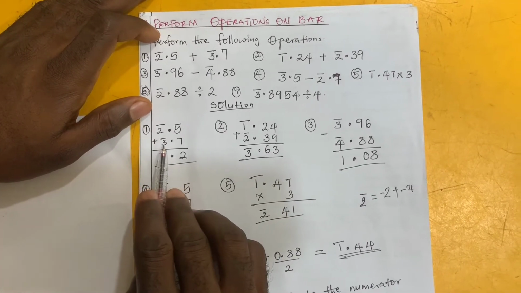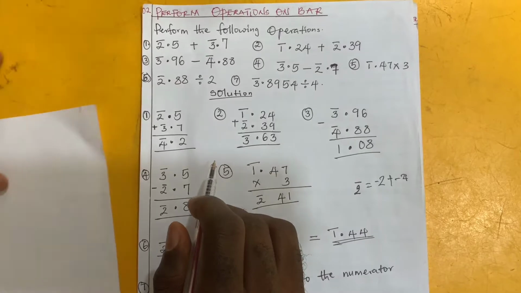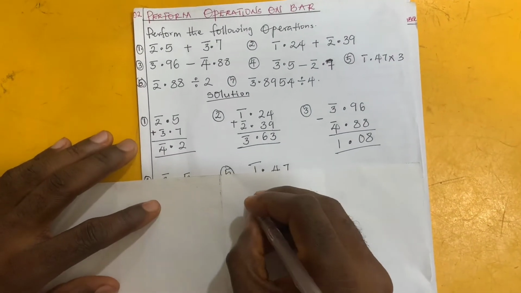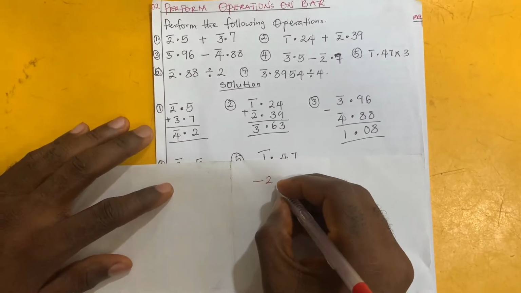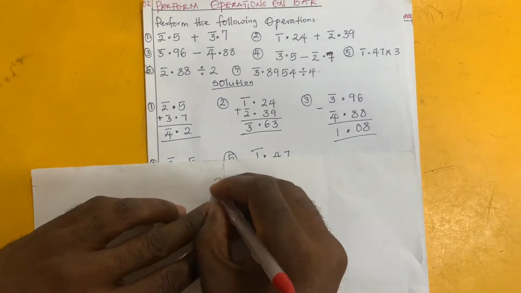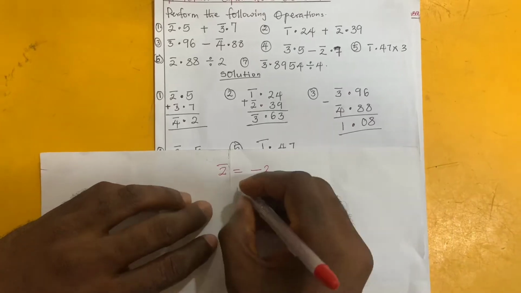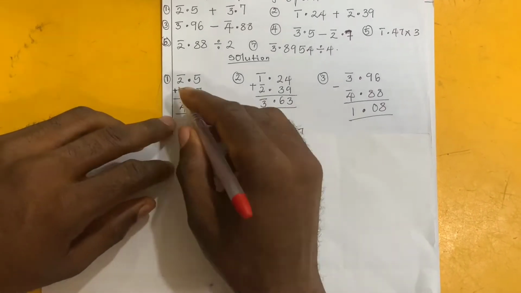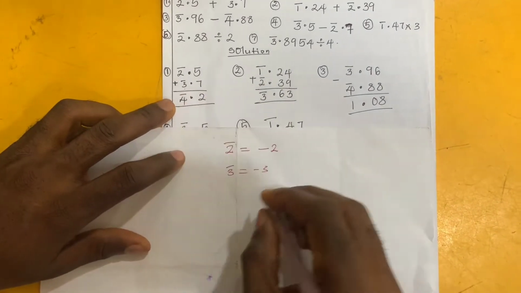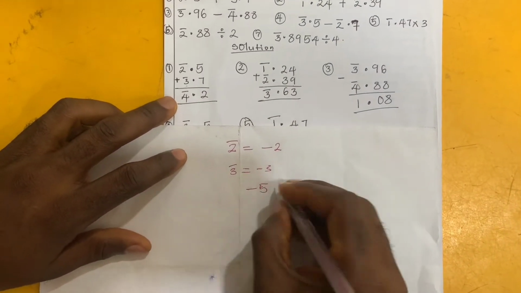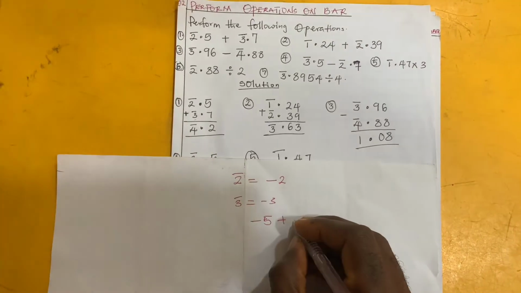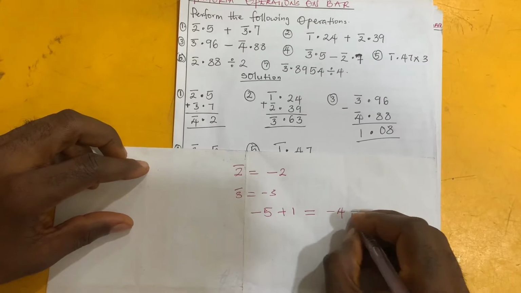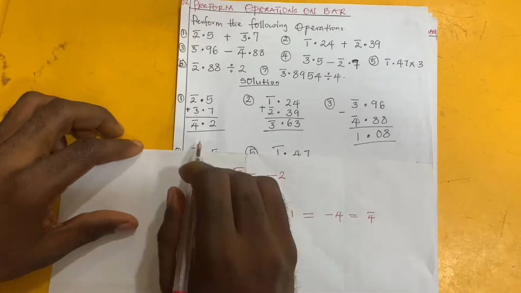So bar 2 plus bar 3 is bar 5. Now recall that bar 2 is the same thing as minus 2. Also, bar 3 is the same thing as what? Minus 3. So bar 2 plus bar 3 gives us bar 5, which is the same thing as minus 5, plus the 1 that we carried initially outside, becomes minus 4, which is equal to bar 4. So that's why this is bar 4.